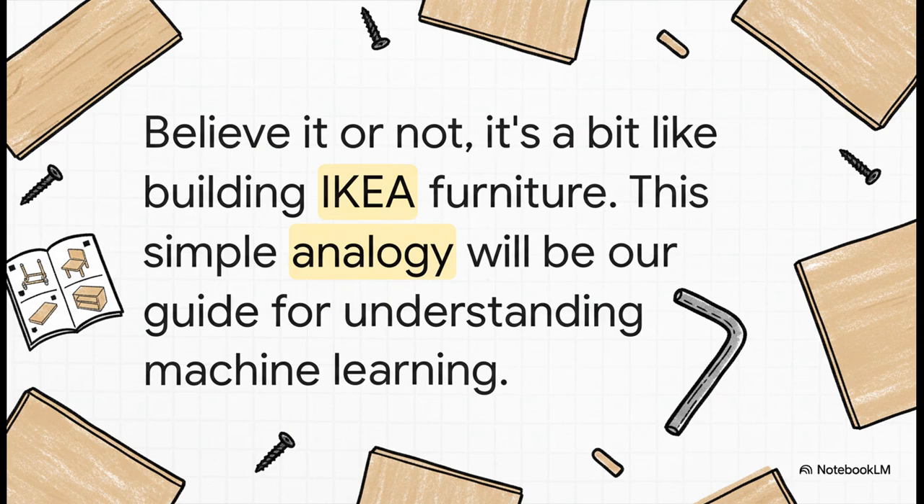Well, believe it or not, the best way to wrap your head around this is to imagine you're building some IKEA furniture. Seriously. This simple analogy is going to be our guide through this whole thing. Just think about it. If you have all the parts and a perfect manual, you'd work one way. If you just have a pile of parts, you'd work another way. Machine learning is pretty much exactly the same.